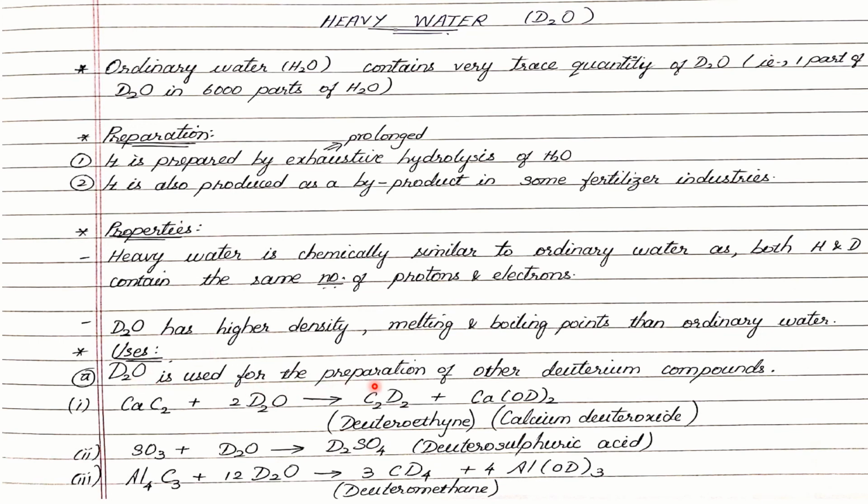Heavy water is used for the preparation of other deuterium compounds. See, calcium carbide reacts with heavy water to give deuteroethane and calcium deuteroxide. Sulfur trioxide reacts with heavy water to give deuterosulfuric acid. Aluminium carbide reacts with heavy water to give deuteromethane and aluminium deuteroxide. So, these are some of the deuterium compounds manufactured by the reaction of heavy water with other important compounds.